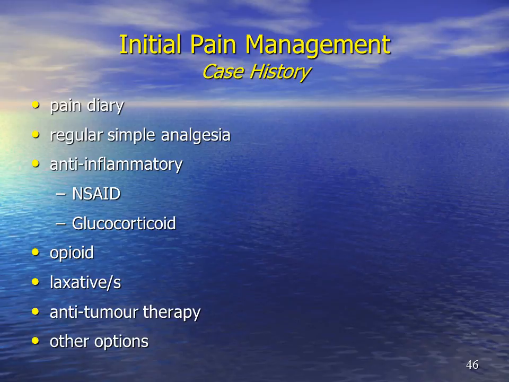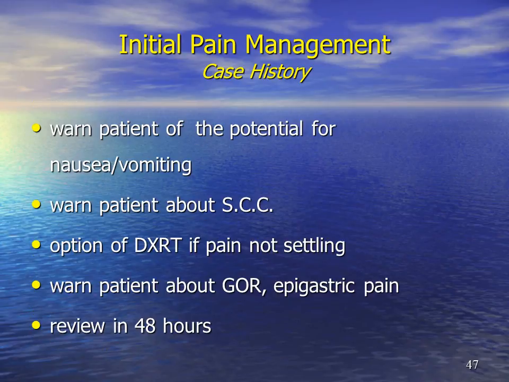It would be very reasonable in bony disease to commence the patient on regular simple analgesics like paracetamol, and if that's not effective, to look at anti-inflammatory drugs such as the non-steroidal anti-inflammatories or a glucocorticoid. If we are going to look at starting regular opioids, remember to start the patient on laxatives. This patient may still have other options in terms of anti-tumor therapy, and there may be other options as well, particularly thinking about radiotherapy.